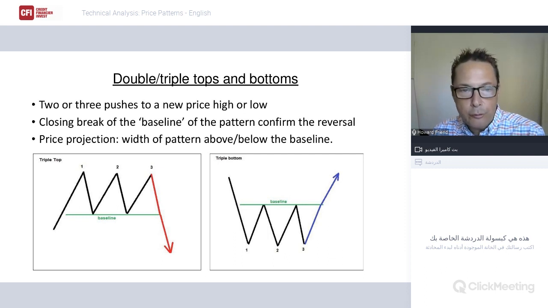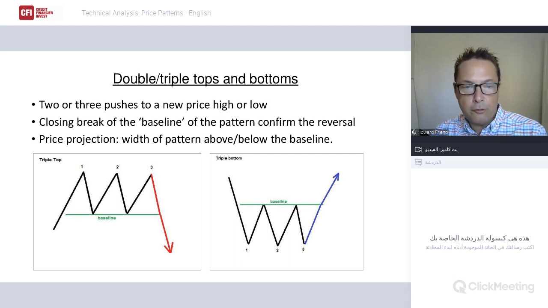So 2 or 3 pushes to a new price high in an uptrend like this, attempting to push higher. But then the market breaks down, it runs out of steam, and eventually breaks through this trend line, this horizontal trend line that connects these last 2 troughs within an uptrend. And once you get the closing break through them, then again, as with the head and shoulders pattern, you're looking for the widest point of the consolidation or the pattern minus the baseline, and then you project that down from the break point to give you a minimum target.